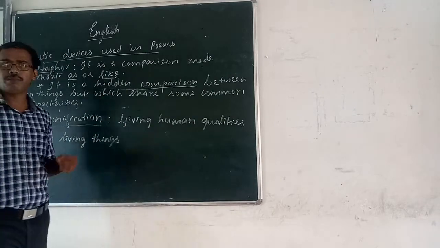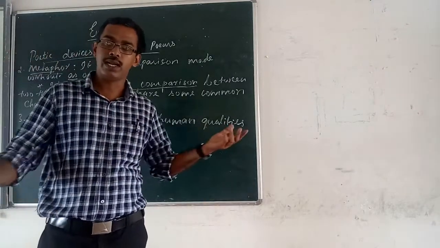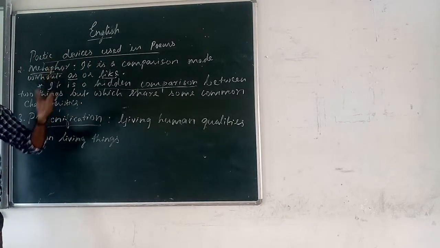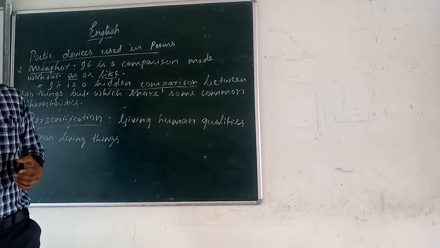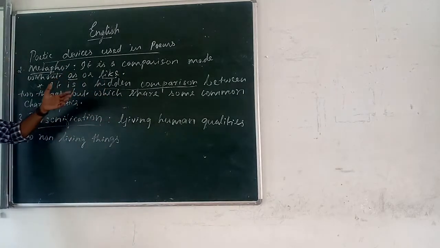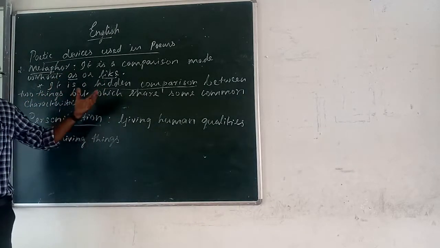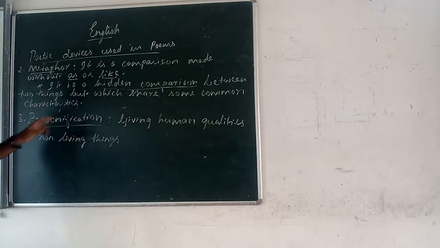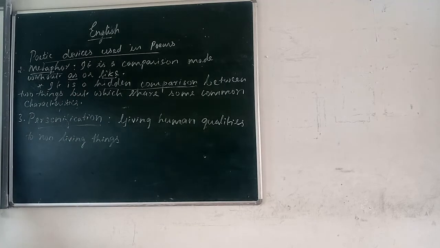Usually, when a poet writes about the moon, he personifies the moon as a living thing, and he imagines something that it is life, and he speaks about that. That is called as personification. And we examine about that.